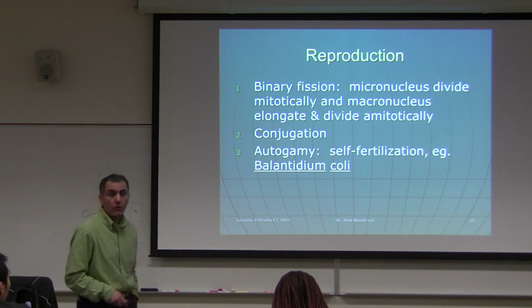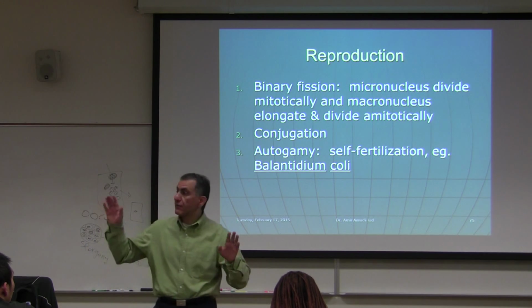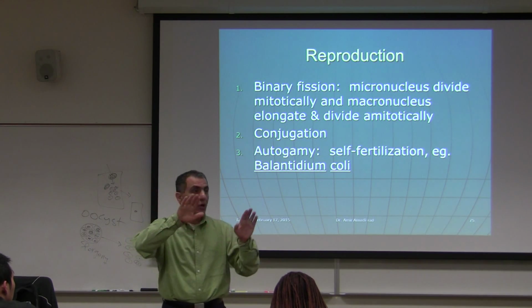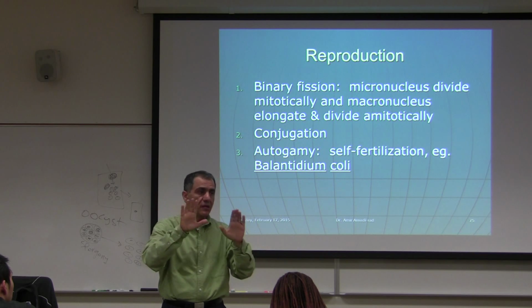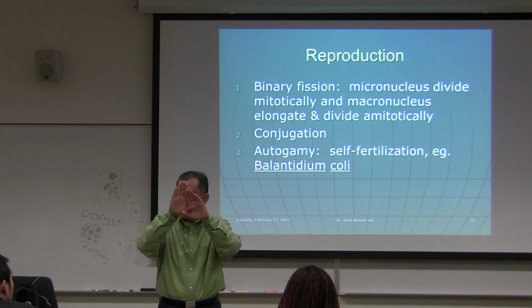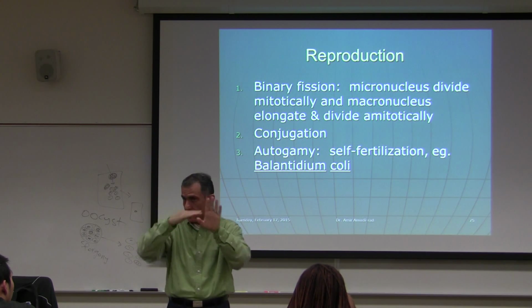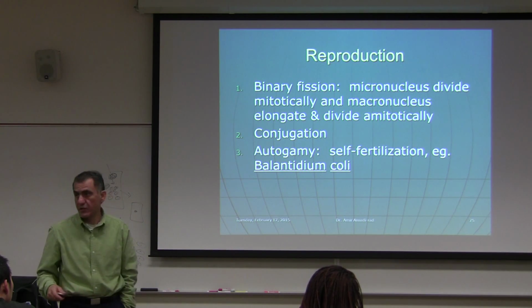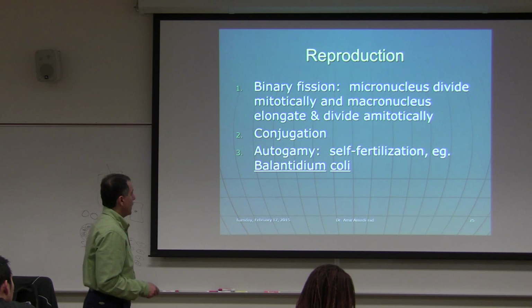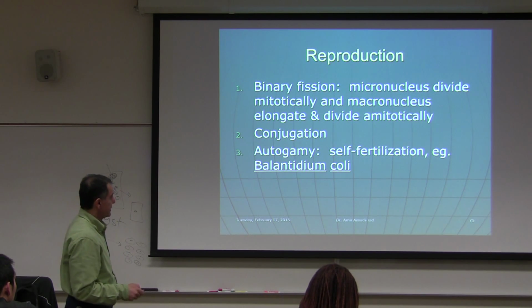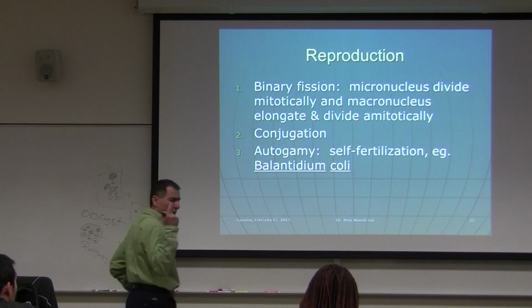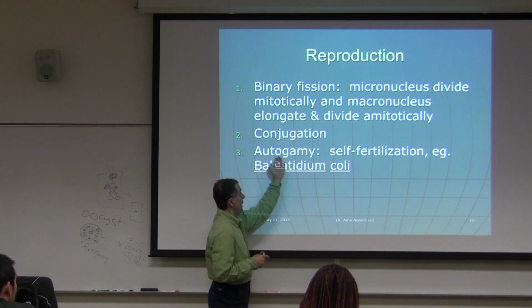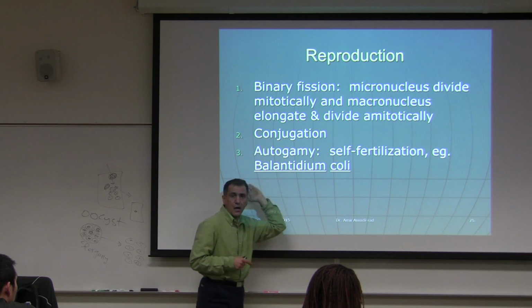Conjugation. Today I will put out 2 slides for you guys in the back on demo, and today is going to be available only. It's going to be conjugation and binary fission. Make sure you look at those 2 slides because you might see them again on February 27th. Autogamy is self-fertilization. I said when I talk about Paramecium later on, I will identify that term.